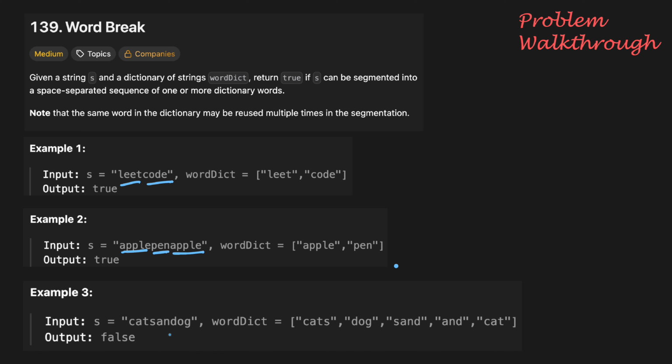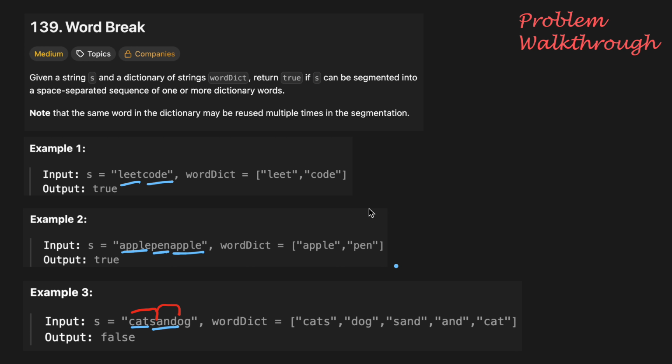And finally, in example 3, for the given string catsandog and the following dictionary words, the string s cannot be fully segmented. For example, we can try segmenting the string as cat, sand, and then the remaining string og cannot be segmented. Or if we try to segment the string using the dictionary words cats and then again the remaining string og cannot be segmented. Hence, we will return false in this case.